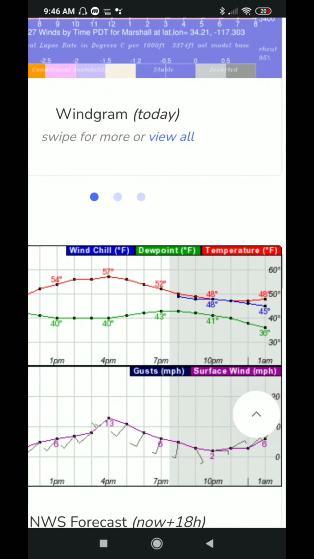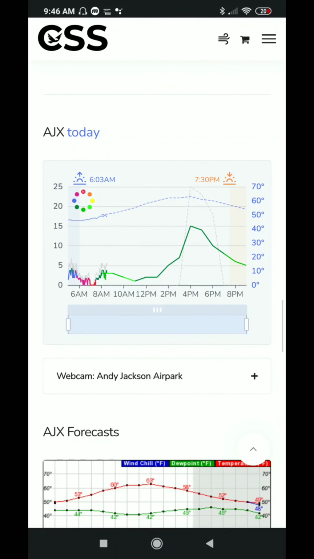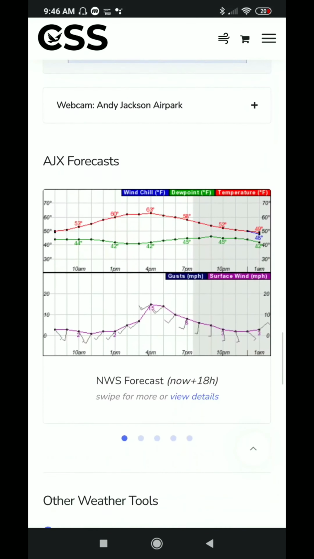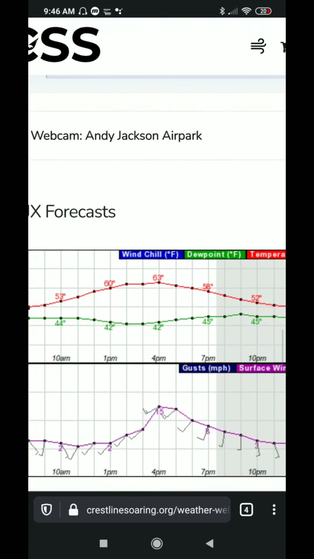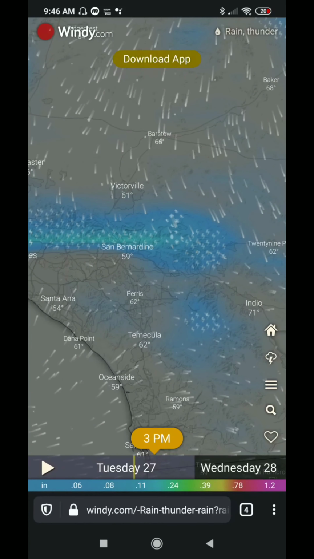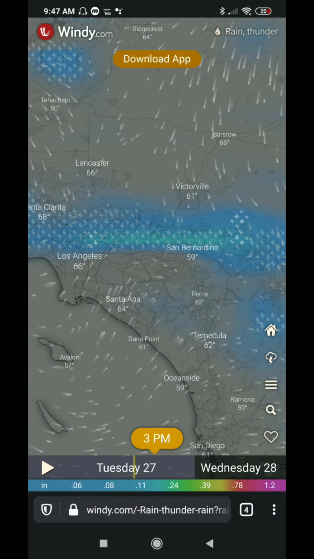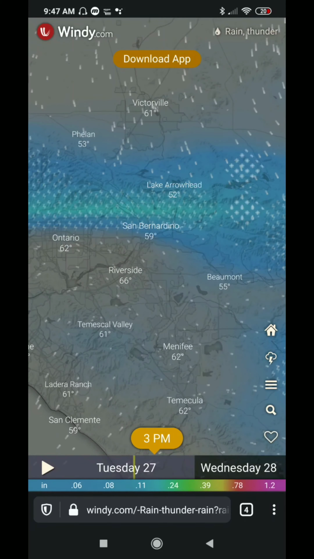And then we're moving down to Andy Jackson. We can see that we have a spike in activity around 4 p.m., and then same thing on the national weather forecast. So that's not the complete picture. Today we know we have rain, so we're going to hop over to Windy. And we can see at 3 p.m. and 4 p.m. we have this layer, this bank that's going on over the mountain ranges.